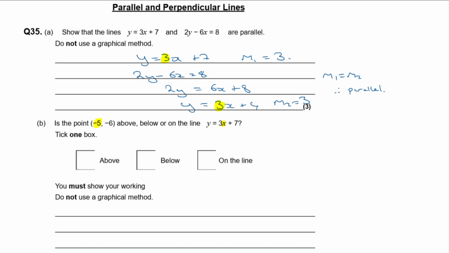Okay? So what is 3 lots of minus 5, plus 7? 3 lots of minus 5 is minus 15, plus 7. That's equal to minus 8, is it not? So minus 8 is less than minus 6 and therefore lies below the line. So I'm going to tick below.